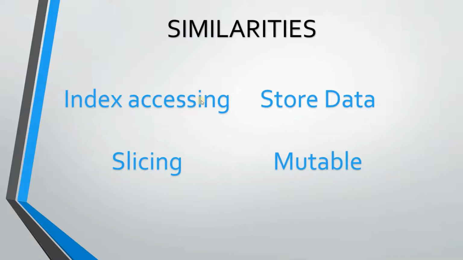Afterwards, let us see the similarities between arrays and lists. About arrays, I'm talking about NumPy arrays, remember. We know about index accessing, slicing, and mutability in lists, and storing data, obviously. So these four are basically the similarities. NumPy arrays also can be used for all these features.